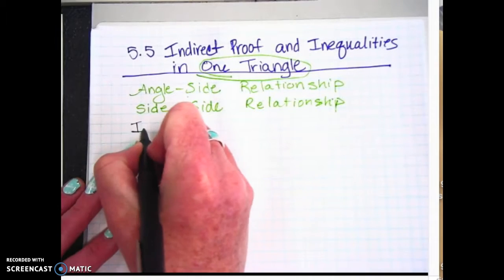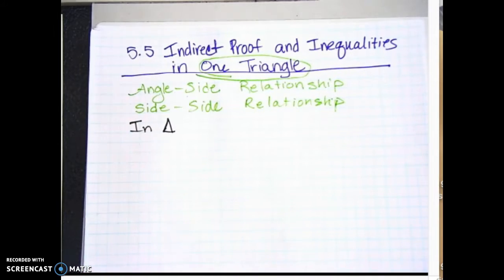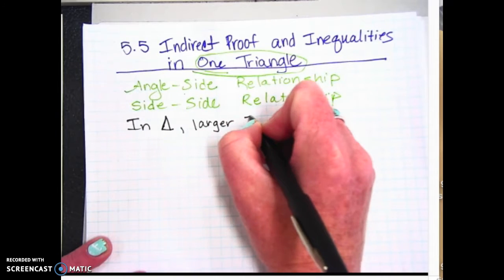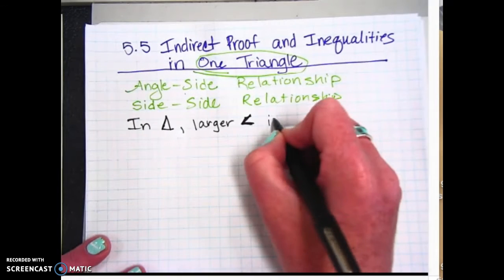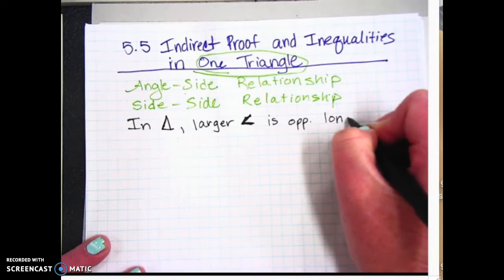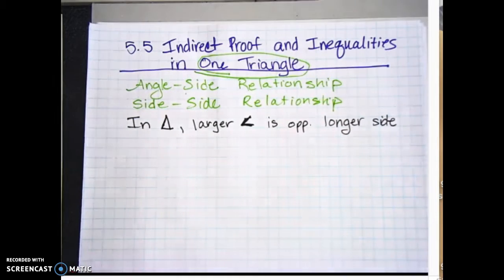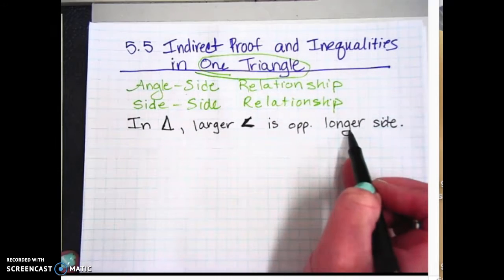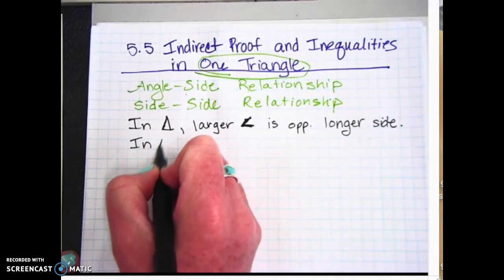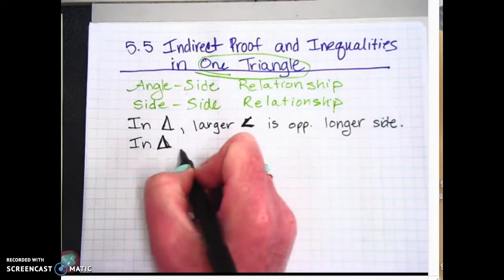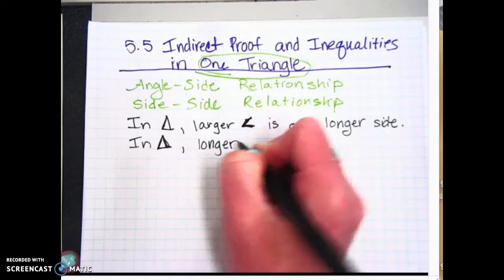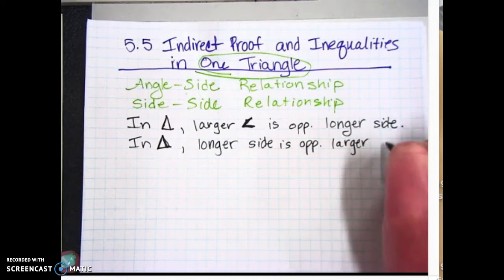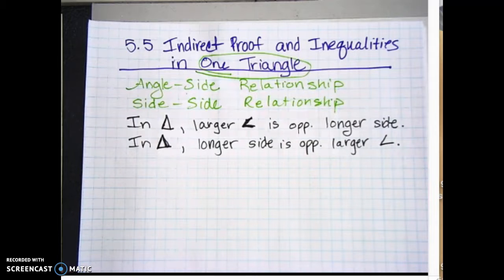All right, here's the first one. In one triangle, not comparing two, but with just one triangle to itself, the larger angle is going to be opposite the longer side. That's the first relationship. So the larger angle is going to be opposite the longer side. Here's the second one. In one triangle, all by itself, the longer side is going to be opposite the larger angle. So that one's going to work both ways, kind of like the converse.